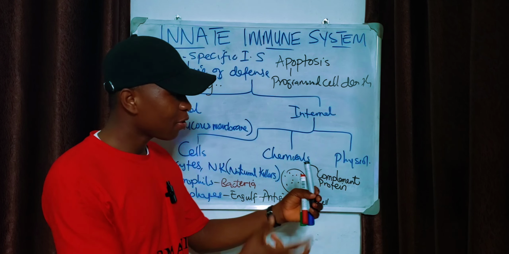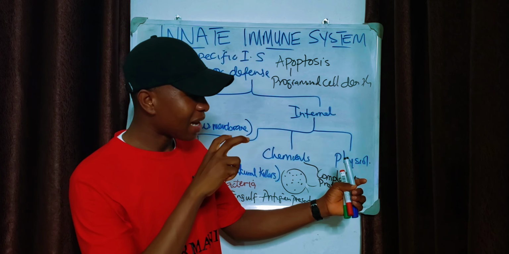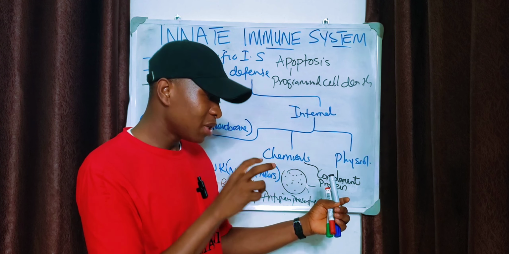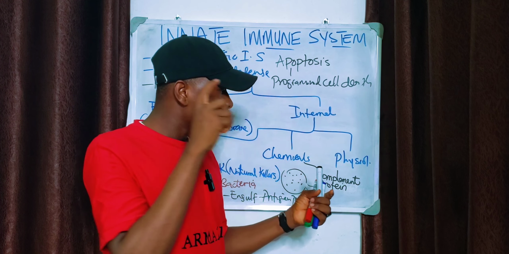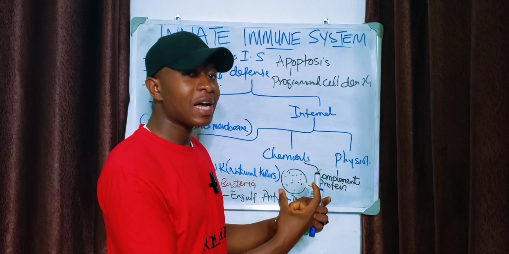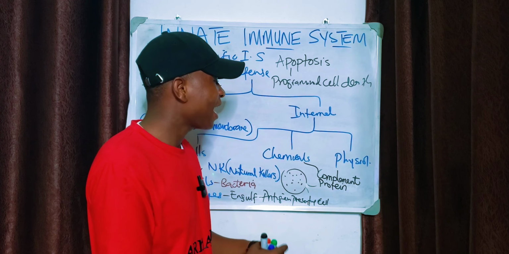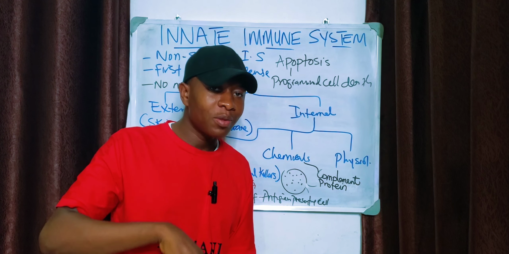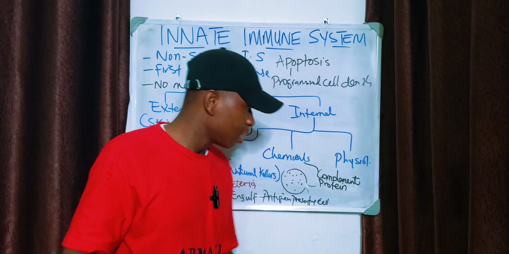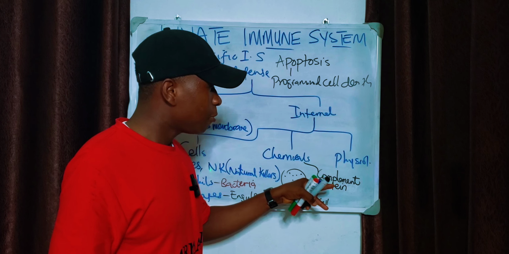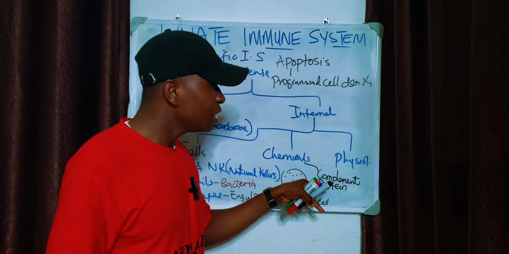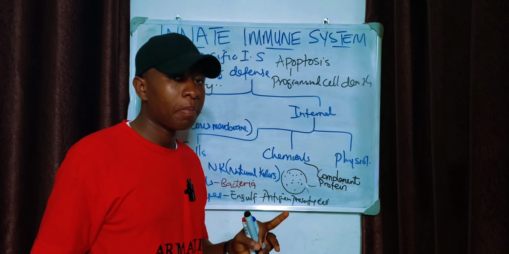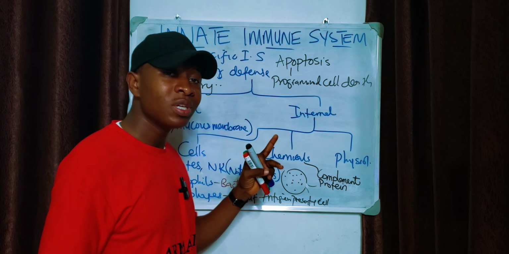So what happens is that when the antibodies bind to the antigen, the complement protein binds as well and secretes some enzymes that help the macrophage to lyse that particular pathogen. So that's that. The complement protein is majorly functional in the innate immune system.